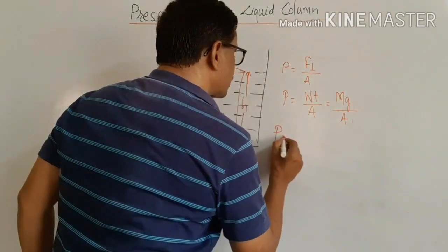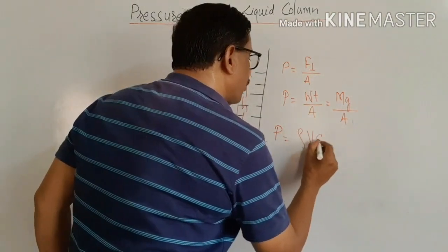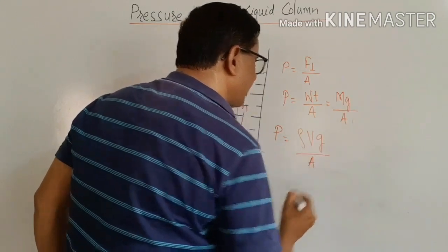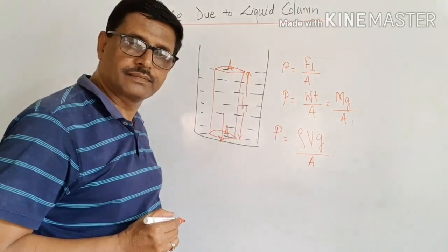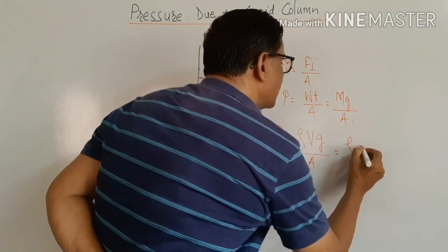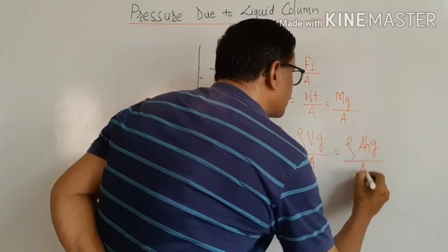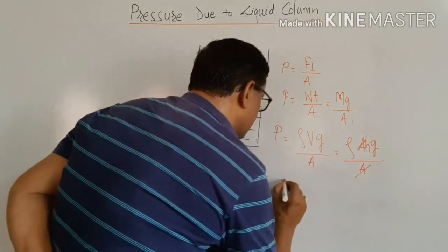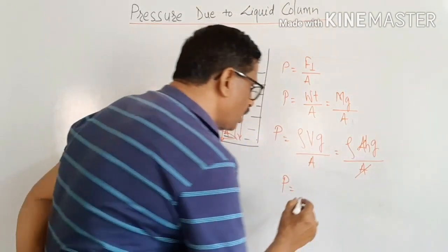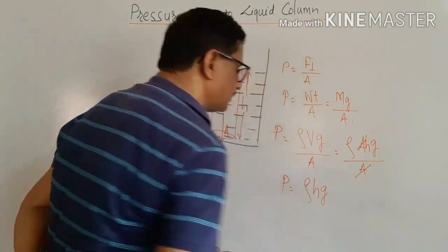Then the pressure exerted is equal to, mass is density into volume, into acceleration due to gravity, divided by A. Volume of liquid inside the cylinder is area of cross section into height. A gets cancelled. Therefore, pressure exerted by liquid column P is equal to rho into h into g.